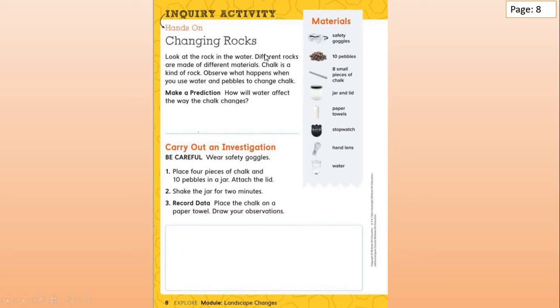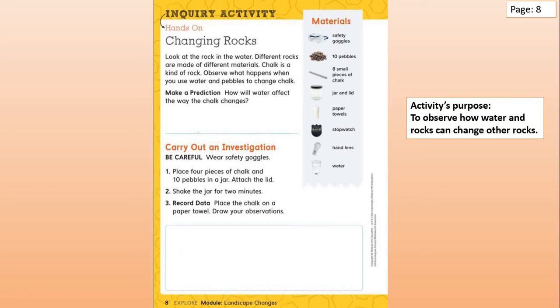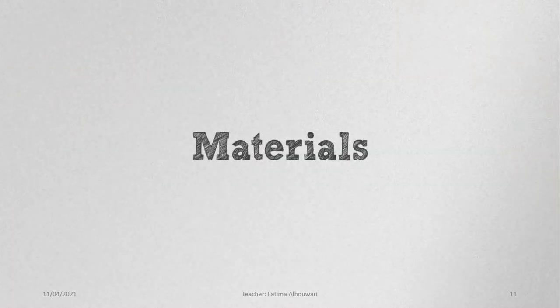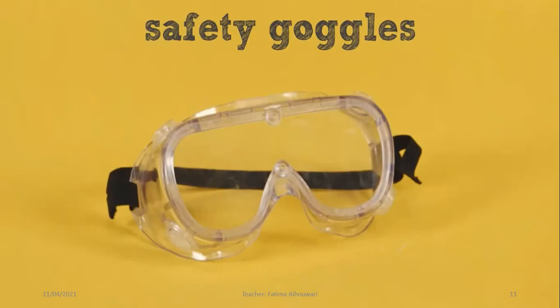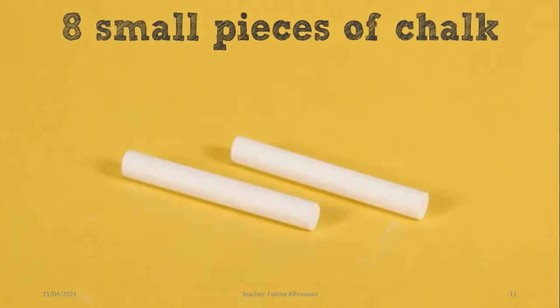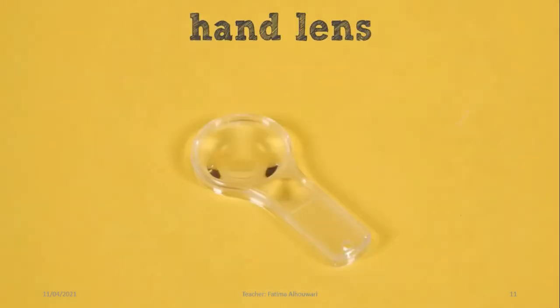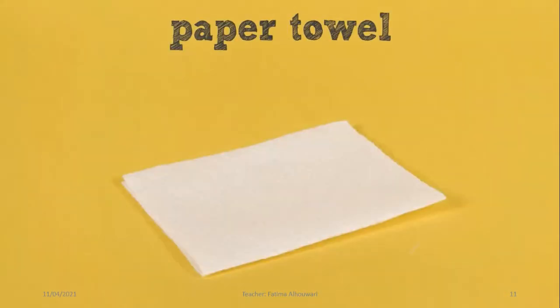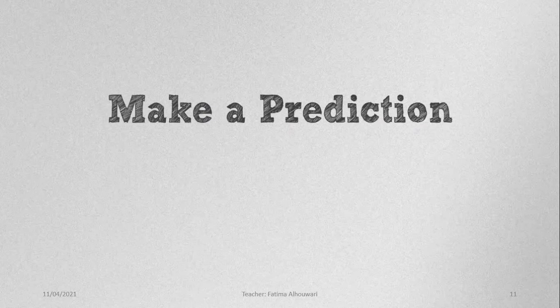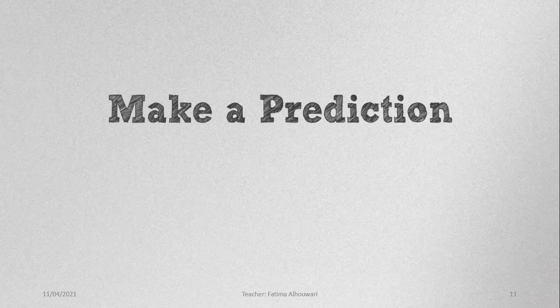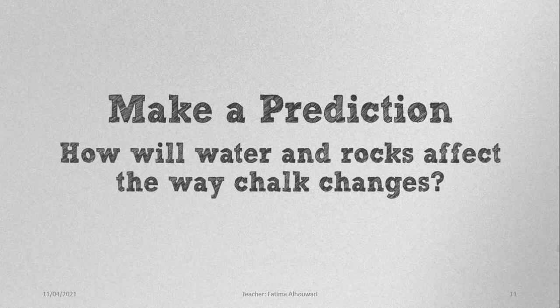Changing rocks. The purpose of this activity is to observe how water and rocks can change other rocks. To carry out this investigation, you'll use safety goggles, 10 pebbles, 8 small pieces of chalk, a jar with a lid, a stopwatch, a hand lens, water, and a paper towel. To complete this activity, you'll shake pebbles, chalk, and water in different combinations to observe the effects. Before you begin, make a prediction. How will water and rocks affect the way chalk changes?